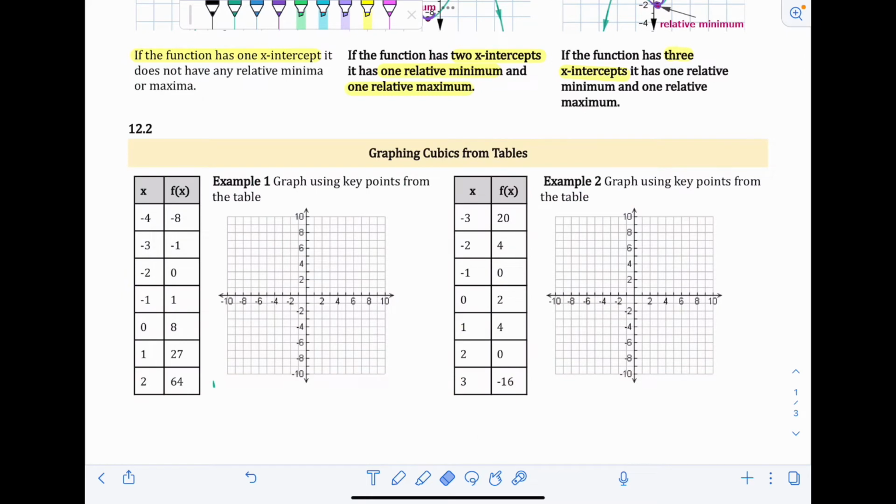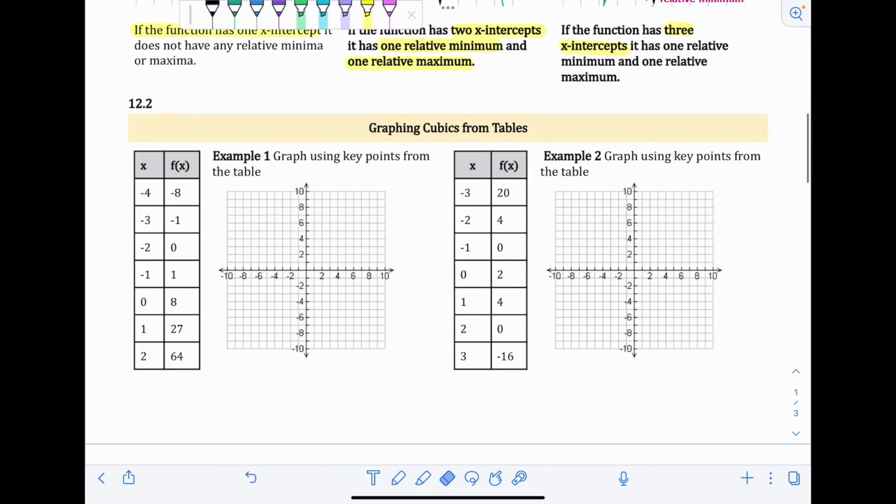So 12.2 is graphing cubics from tables, and we're not going to take each point from the table and graph them. We're going to focus on the key features and use that to sketch the graph. So these two tables are the same tables that we analyzed in 12.1. So I'm not going to take as much time going over each piece. I'm not going to scroll back and forth because I think that's hard to follow on the video, but just know these are the same tables. Hopefully you have it in your notes and you can reflect back to it that way.